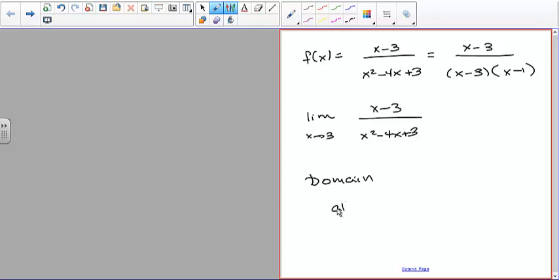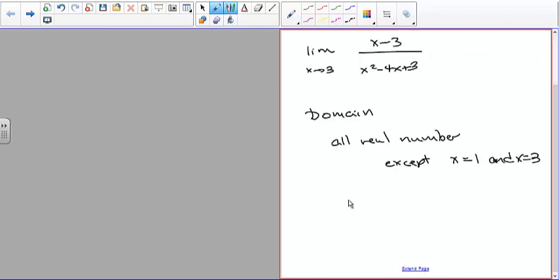you could say all real numbers except x equals 1 and x equals 3. You could say x is greater than negative infinity and less than 1, between 1 and 3, and between 3, not including 3, greater than 3, to positive infinity.